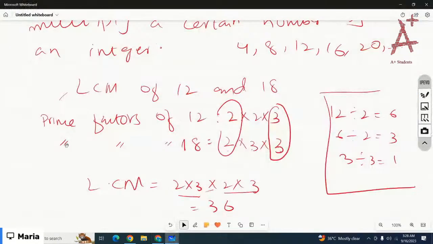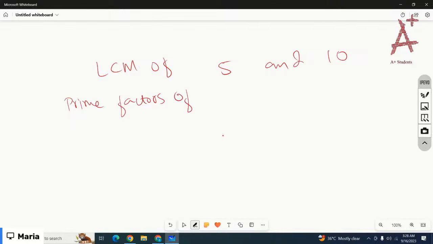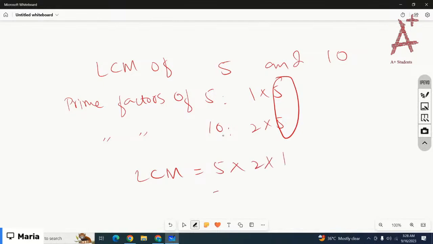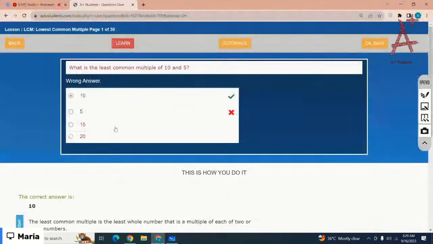Okay, let's just do it on the board. LCM of 5 and 10. Let's just do prime factors of 5 and prime factors of 10. 1 times 5. For 10 it is 2 times 5. The common factor here is 5, right? And the other factors are 5 times 2 times 1, so that would be 10. So the LCM is, yes, it is 10. Sorry. So the correct option is 10. The correct option is 10.